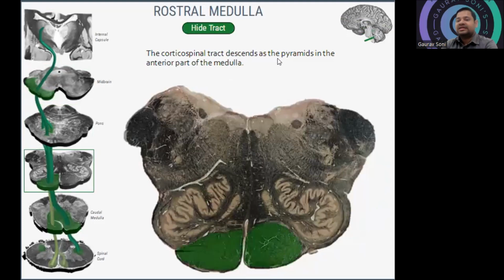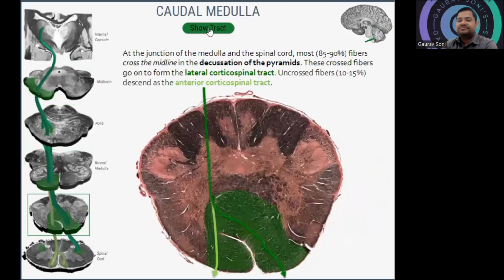In the rostral medulla, the tract will descend through the pyramids in the anterior part of the medulla. Then it will pass to the caudal medulla. At the junction of the medulla and the spinal cord, most of the fibers cross the midline. They will cross the midline in the decussation of pyramids. Here the decussation of pyramids will happen. These crossed fibers go to the lateral corticospinal tract. Uncrossed fibers will descend as the anterior corticospinal tract.